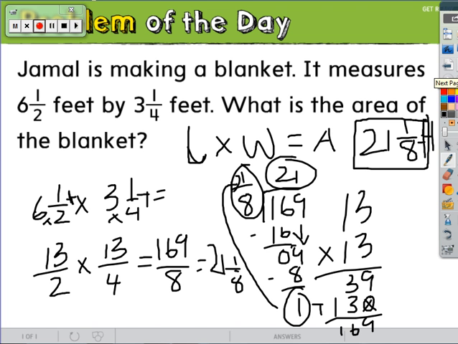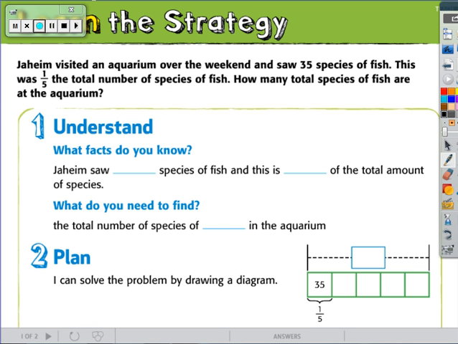That's our review. So let's say it again. What can we not multiply? Mixed numbers. So when we need to multiply mixed numbers, what's the first thing we need to do to the mixed numbers? Change them to improper fractions. Okay.